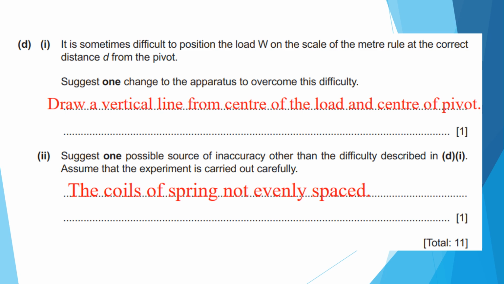So since it is having a spring, the coils may have uneven spaces. So your answer can be the coils of spring are not evenly spaced, or the extension is not proportional to the load from Hooke's law. We can write that point. I hope this question is clear for you. Let's move on to the next question.